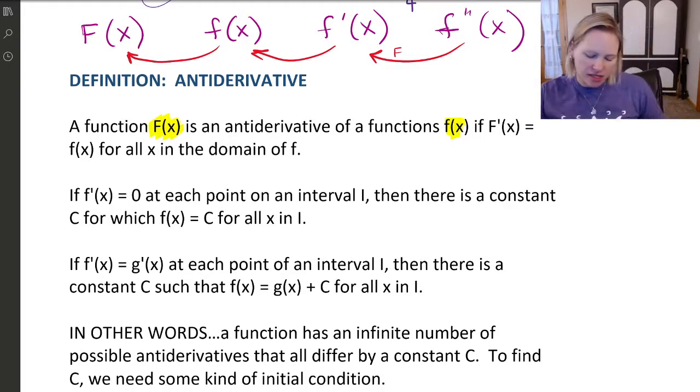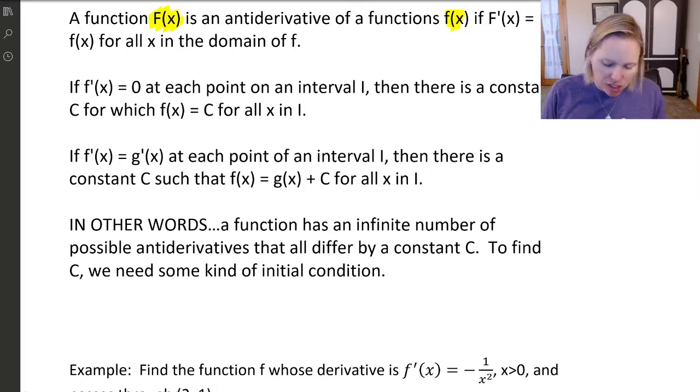And furthermore, it says this: if f prime is 0, then there's a constant c for which f of x equals c. So if we know an initial condition, oftentimes there's some constant that we need to consider. Now, if we don't have an initial condition, what we do is we acknowledge the constant. And so down here it says this: if f prime equals g prime at each interval, then there's a constant c such that f of x equals g of x plus c.